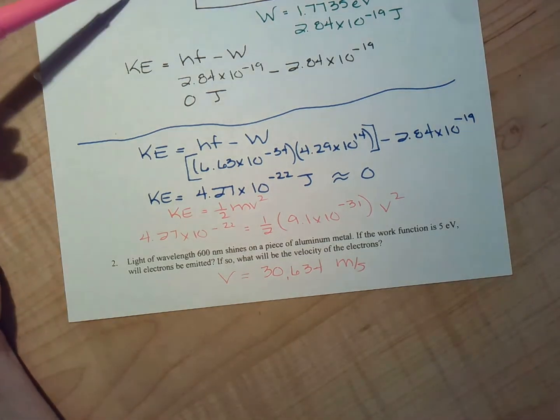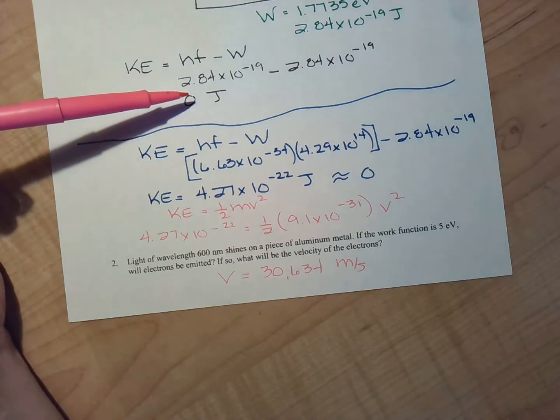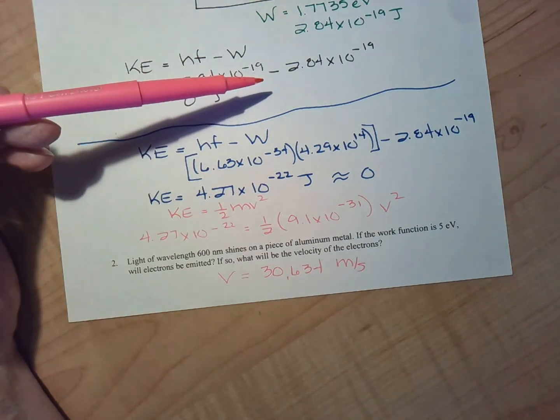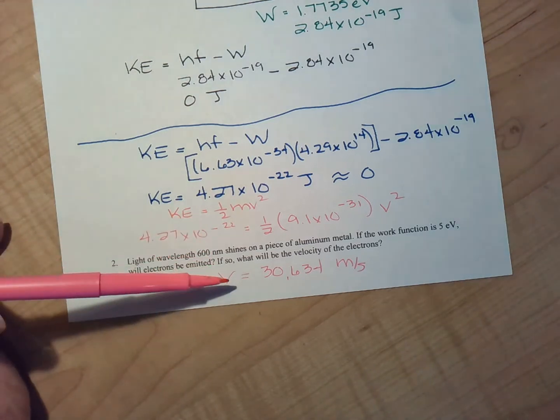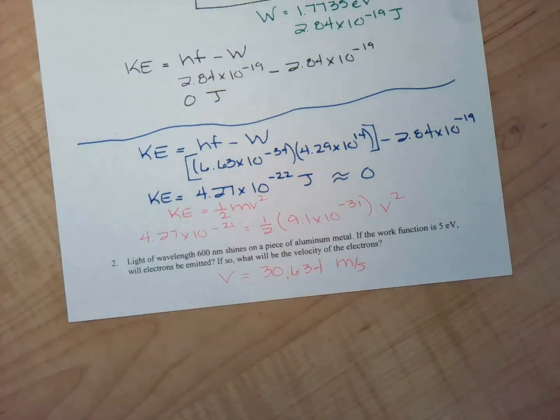So it would be appropriate if you said that he doesn't have any kinetic energy and his velocity is 0. It would also be appropriate if you said that he does have kinetic energy and his velocity is 30,000. Okay, I hope that helped.